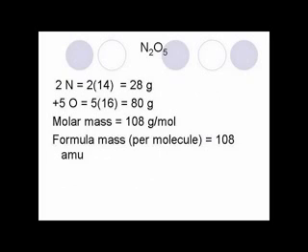Now the formula mass per molecule would be 108 atomic mass units. So we just did the molar mass first and then applied the atomic mass unit rather than grams to find the formula mass.